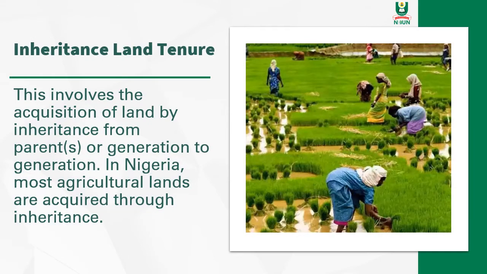The next type we'll be looking at is the inheritance land tenure, and this involves acquisition of land by inheritance from parents or from generation to generation. This is also common in Nigeria, where a father buys the land and then he keeps it for his grandchild. You keep passing land from generation to generation, and like that. This is a method of land acquisition here in Nigeria.